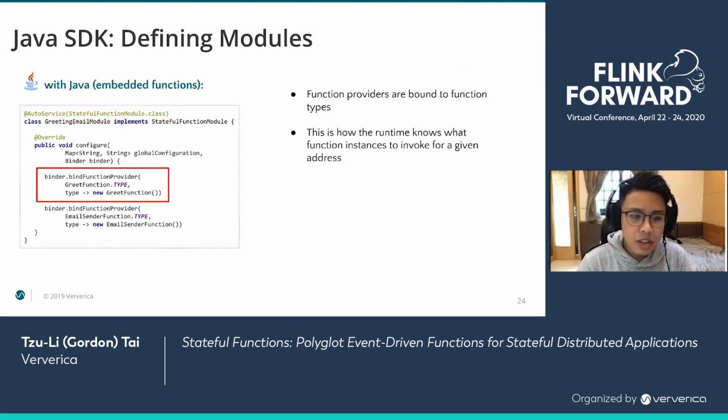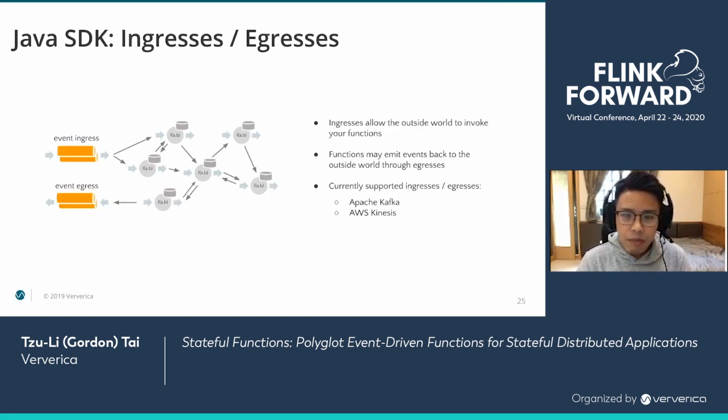And so as you can see here, we're binding two different functions to their specific types. So we're binding a provider of greeter function instances to the greet function type, and then binding a provider of email sender functions to the email sender function type. And this is how the runtime knows what function instances to invoke for a given address, which contains the type of the target function.